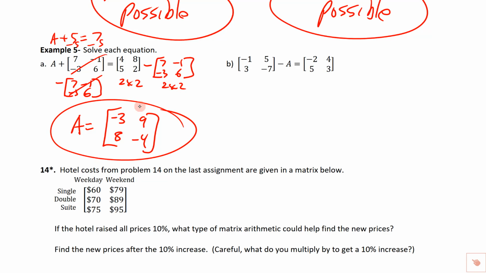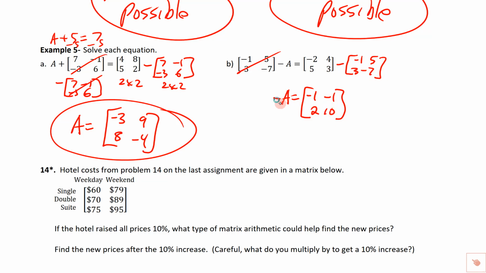So we would do exactly the same thing on this other one. So here's what I'm going to do. I'm going to move this matrix to the other side by subtracting. So we're going to subtract this matrix right here, -1, 5, 3, -7. So we get, don't forget this, we've got a -a, and then we end up with, let's check and see, -2 minus -1, so that's going to be a +1, -2 plus 1, so that's -1. 4 minus 5, that's -1. 5 minus 3, that's a 2. 3 minus -7, minus a 7 would be a +7, so that's going to be 3 plus 7, that's going to be a 10.